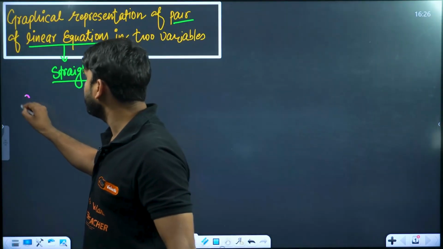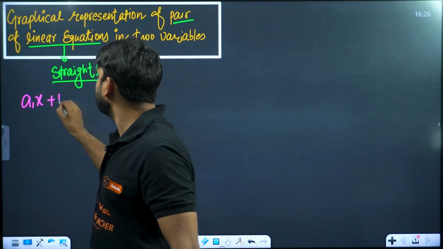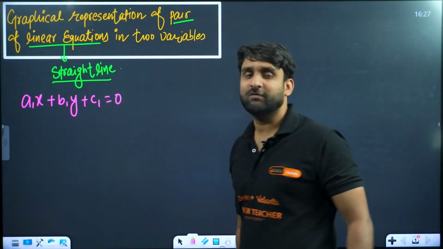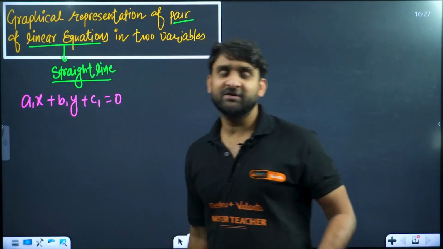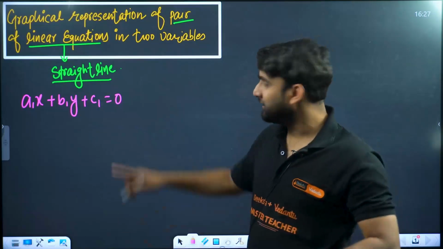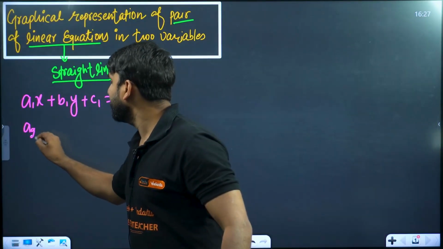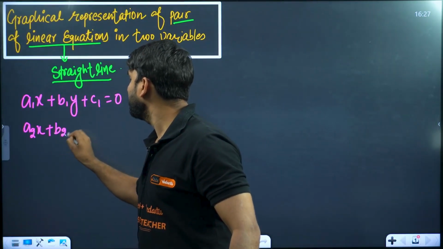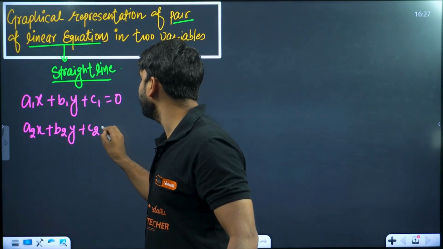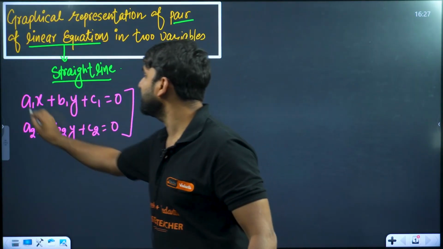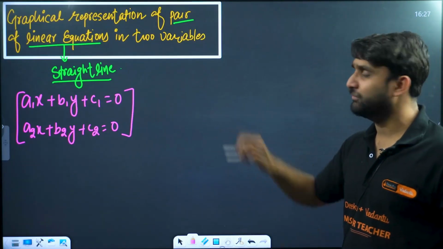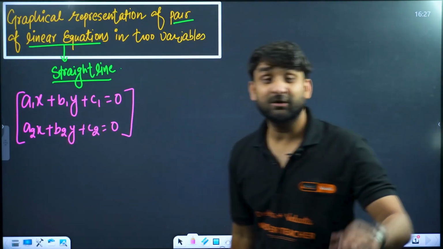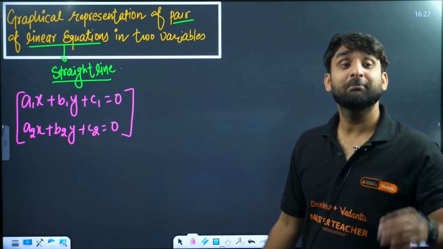So I'm taking a1x plus b1y plus c1 is equal to 0. This is the first linear equation. a1, b1 are the coefficients of the variables and c1 is the pure constant. Similarly, the second equation is a2x plus b2y plus c2 is equal to 0. So a1, b1, a2, b2 are the coefficients and c1 and c2 are the pure constants.